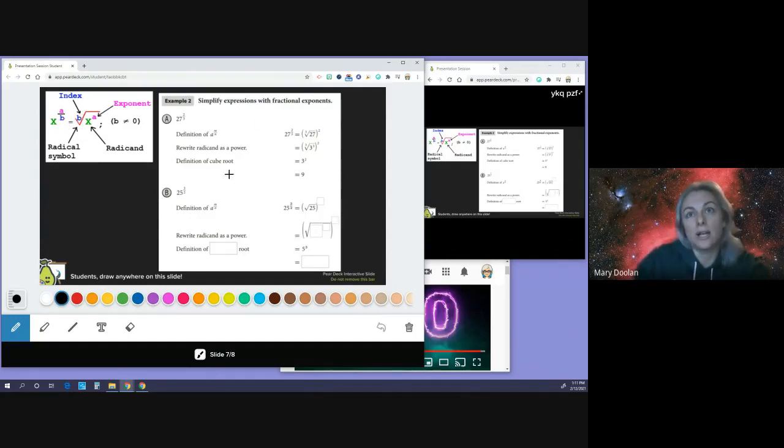And so we're going to look at a couple examples. This first example here is 27 to the 2/3 power. So the definition of a to the m over n. Let's look at what this definition is. I don't see it here. I'm going to show you where you can go get it.